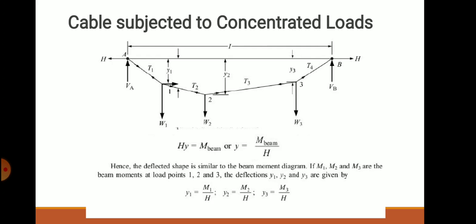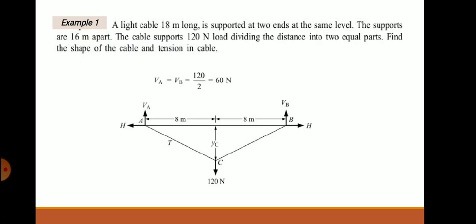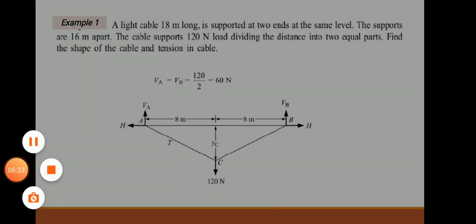Beam moment by H. So if you want to find Y1, Y1 is equal to M1 by H, Y2 is equal to M2 by H, Y3 is equal to M3 by H. Using these interpolating formulas, you can find the beam moments and the ordinates. With this concept, we will proceed with one small problem.